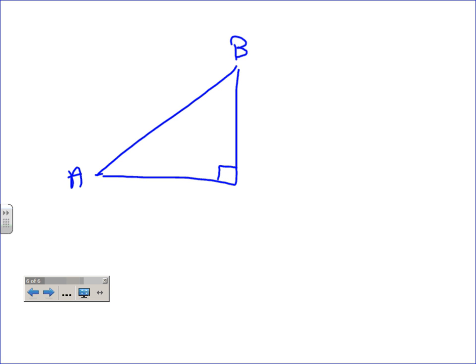Example 4, I suppose, would be good if you wanted to do that, and just draw a right triangle, nothing too fancy. And you can label it if you want. Maybe we'll go A, B, C or something like that.